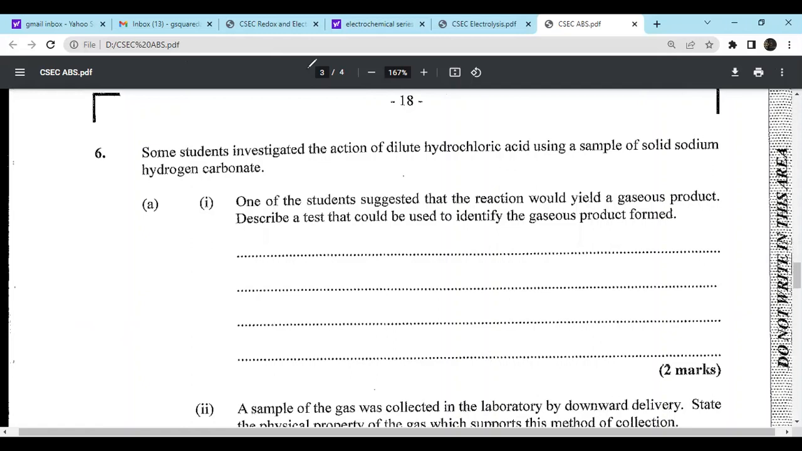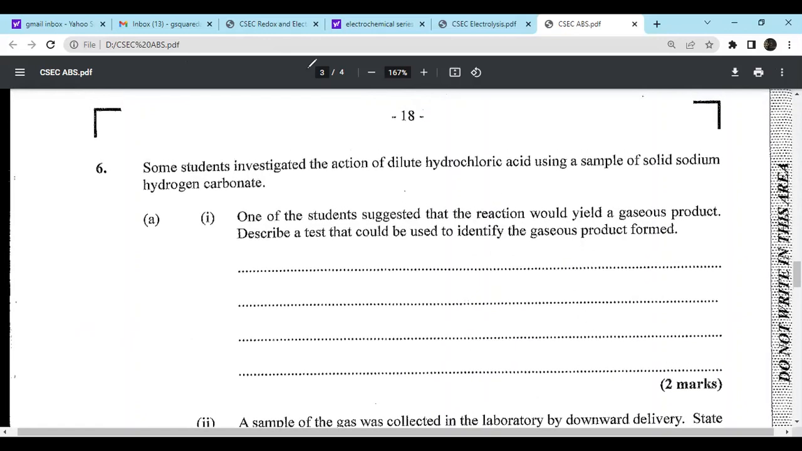Well, it is sodium carbonate. So since it's sodium carbonate, then you know you're going to get carbon dioxide. How do we test for carbon dioxide? You bubble the gas through lime water, and the lime water will turn cloudy. That will tell you that it is carbon dioxide.